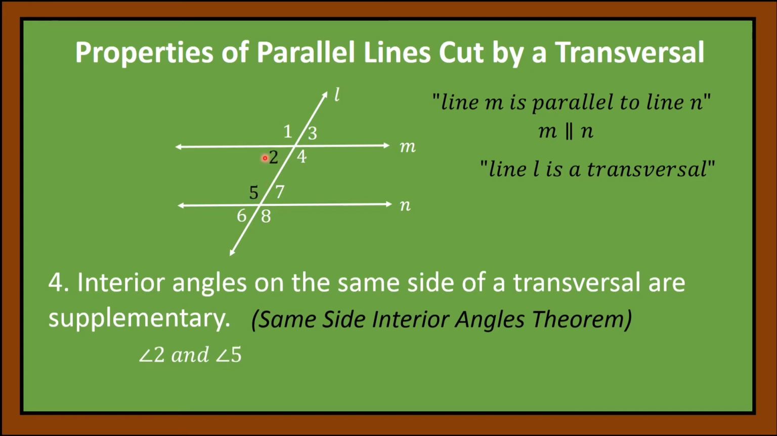So, dito sa figure natin, makikita natin na ang angle 2 at angle 5 ay parehong nasa left side at the same time, pareho silang nasa loob ng ating parallel lines. So, kapag pinagsama natin ang sukat ng angle 2 at angle 5, yan ay equal sa 180 degrees. Ibig sabihin, sila ay supplementary angles.